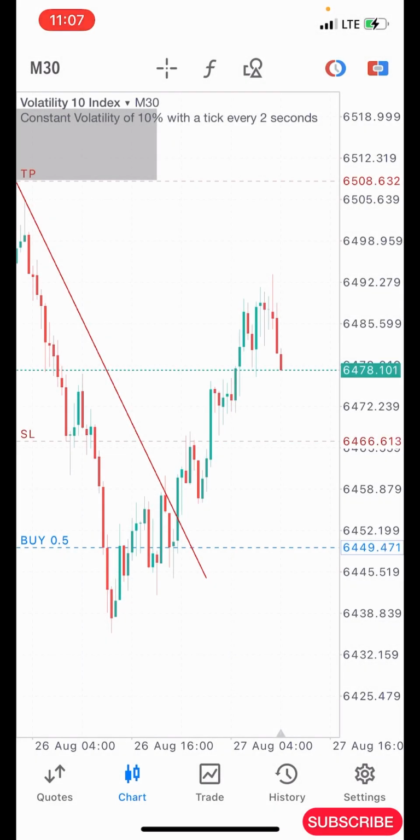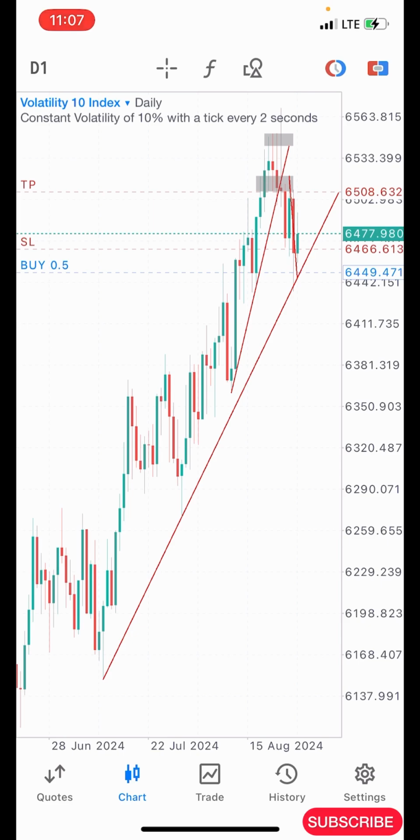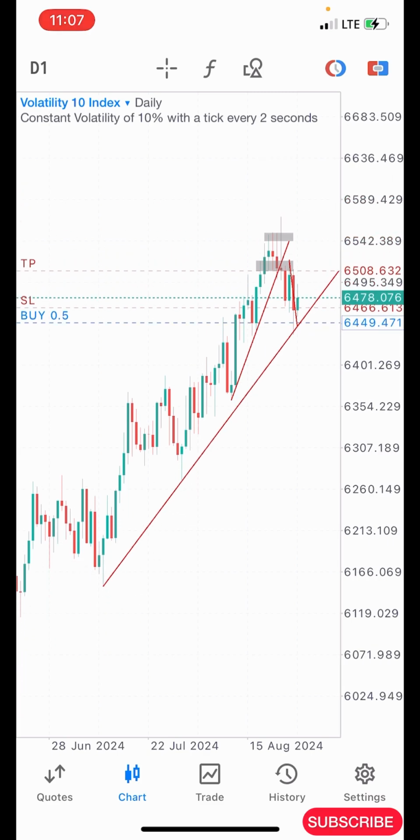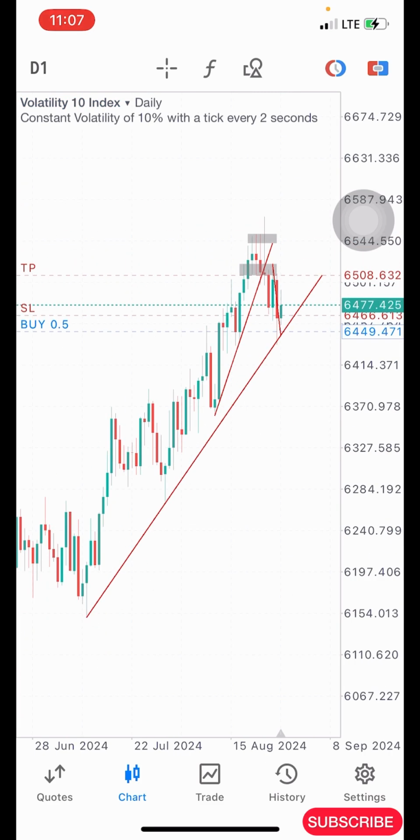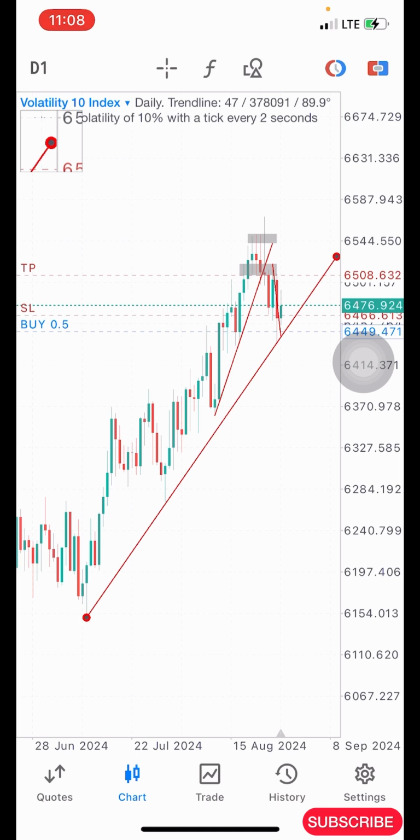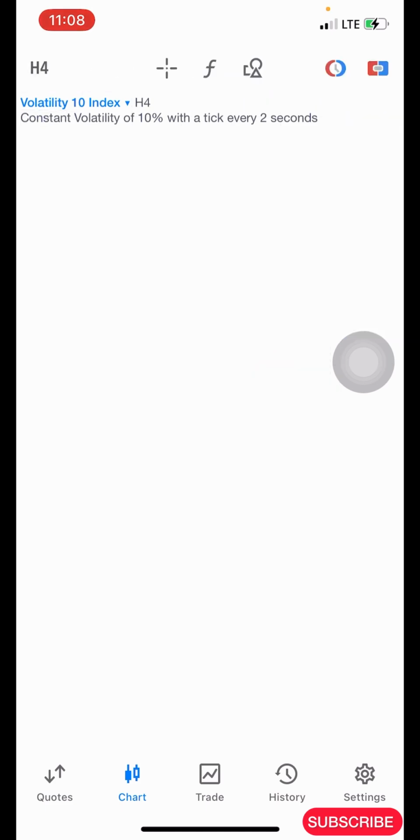All right, so the first thing I did before taking the entry was that I went to the higher time frame where I normally do my analysis. Here on the higher time frame, I first of all identify the trend of the market. After identifying the trend of the market on the daily time frame, I move down to the 4 hours time frame.